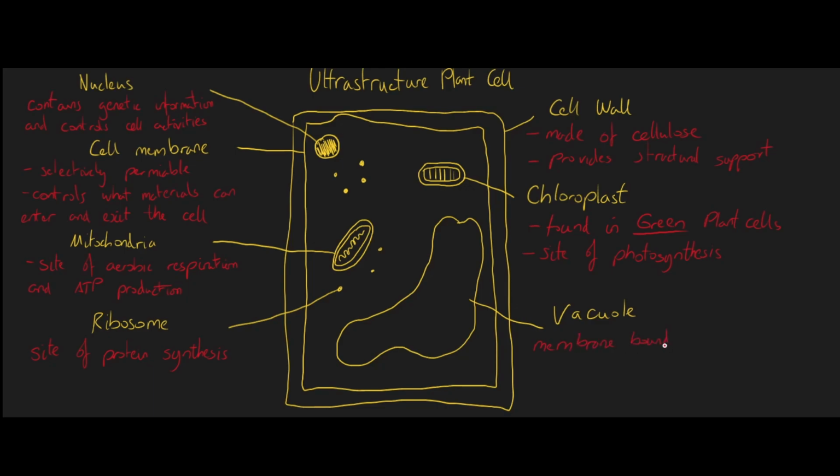Finally, we have the vacuole. Now the vacuole is a membrane-bound sac in the center of the cell where water and nutrients and things are stored. It is a form of cell sap.